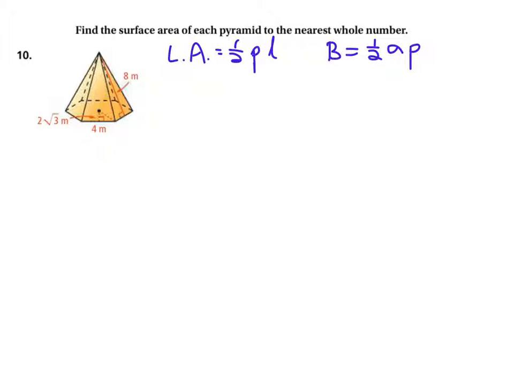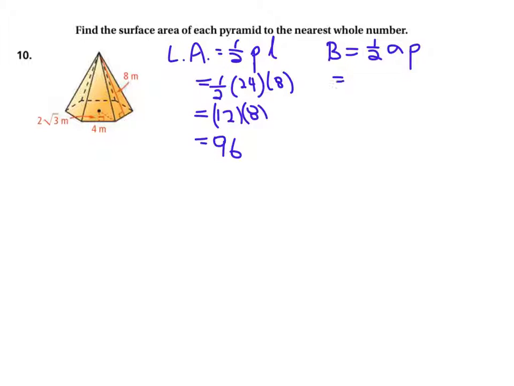So let's do this lateral area first. 1/2. What do we see? We've got a side length of 4. And so we have 4 times 6 is 24, because it's a hexagon, times the slant height of 8. And when we multiply those together, 1/2 of 24 is 12, times 8 is 96.